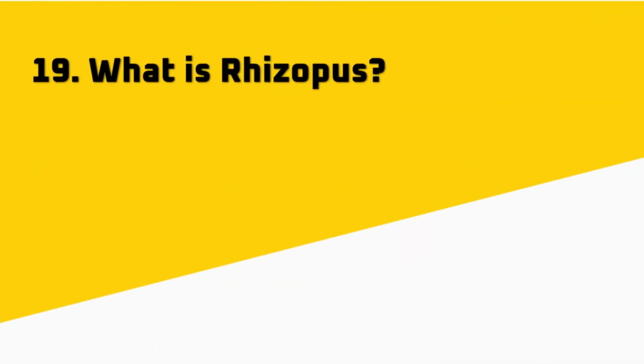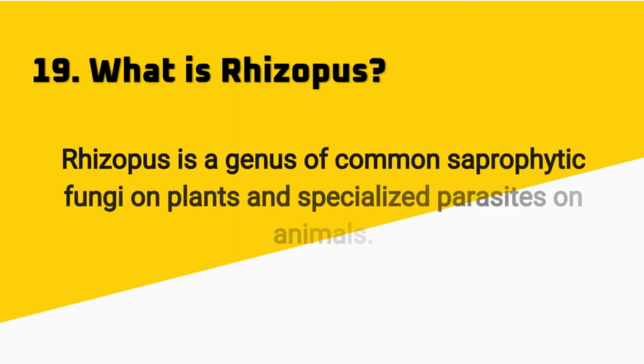What is Rhizopus? The answer is it is a genus of common saprophytic fungi on plants and specialized parasites on animals.